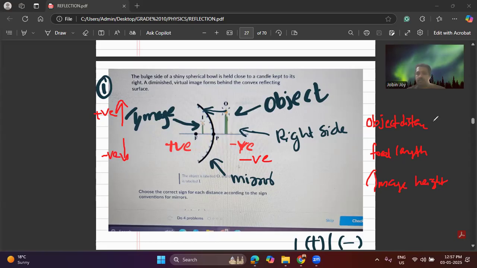So first of all, the object distance. The object is here, in front of the reflecting surface, so the object distance is negative. The focal length is behind the mirror, so it will be positive. And image height: where is the image? The image is behind the mirror, and the image height is above the principal axis, that means positive. Like this you have to apply the sign convention. So the object distance is negative, focal length is positive, image height is positive.